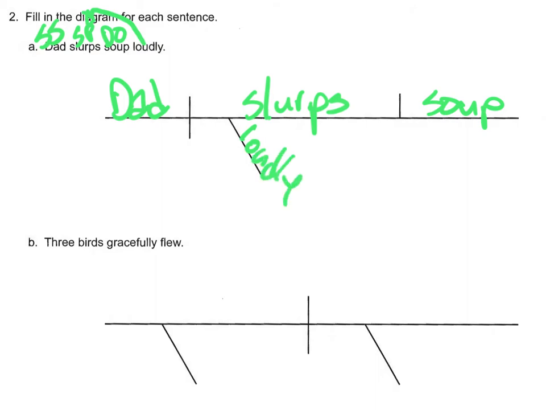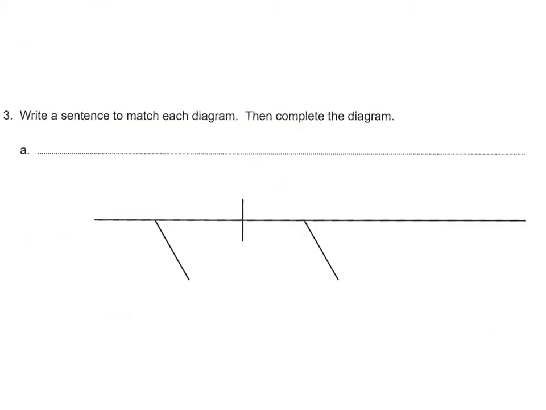Make sure you do this next one down here by yourself. Three birds gracefully flew. Ask who or what is it about. What did they do? Are they doing it to something? How many of the birds are there? And then how did they do the action? 3A, 3B, and 3C require that you fill in the blank exactly, and then also write out your sentences and break them down.